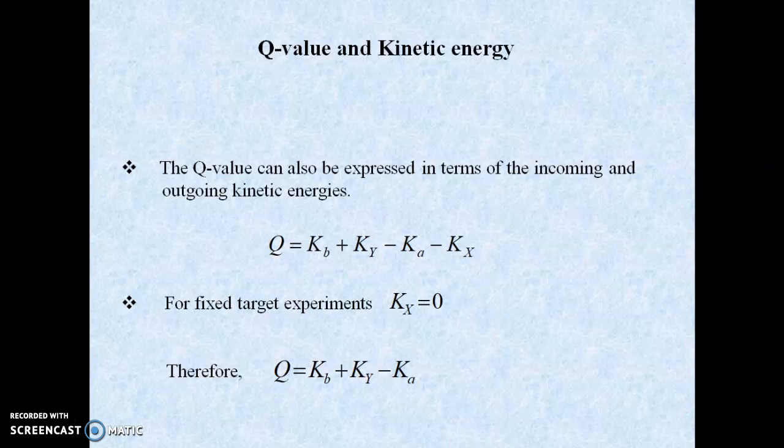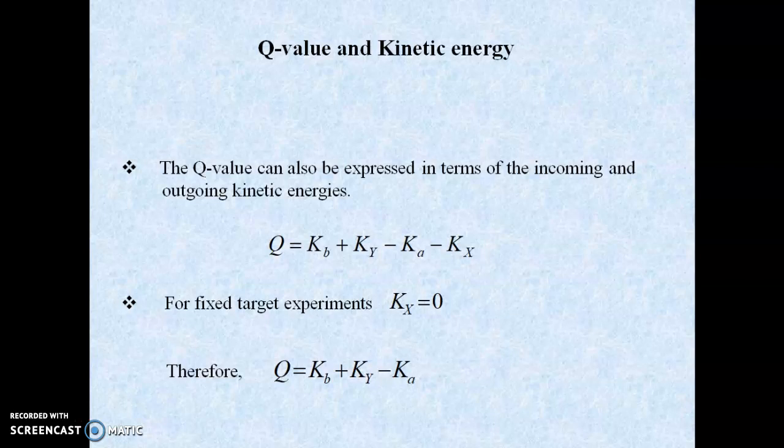Normally, for simplicity, the target nucleus is at rest. That means for a fixed-target experiment, we take the target nucleus at rest. Therefore, the kinetic energy of the target nucleus is 0. That is, Kx is equal to 0. Therefore, Q is equal to Kb plus Ky minus Ka. Again, from this equation, you can see that Q may be equal to 0, greater than 0, or less than 0.